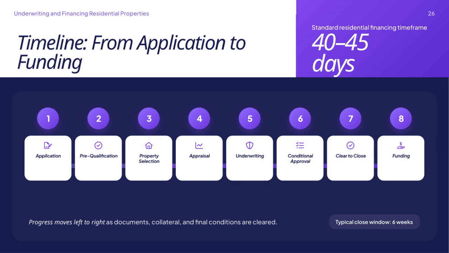Between days 35 and 40, you receive the clear to close, meaning all conditions have been met and the loan is ready to be finalized. Finally, funding occurs between days 40 and 45, completing the financing process. Throughout this timeline, progress moves from left to right as documents, collateral, and final conditions are cleared, ensuring a smooth and timely closing within the typical 6-week window.